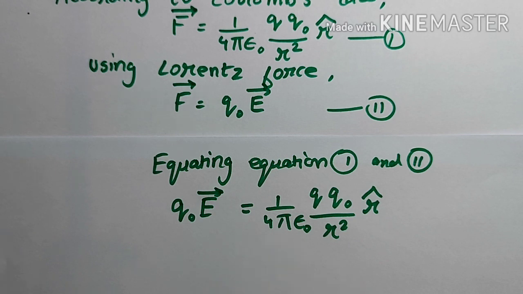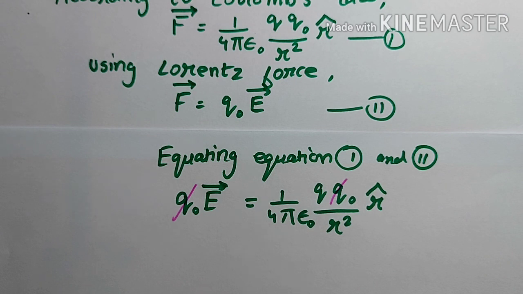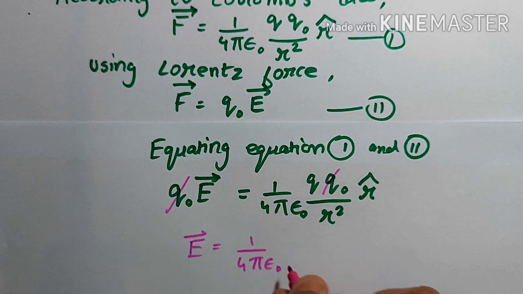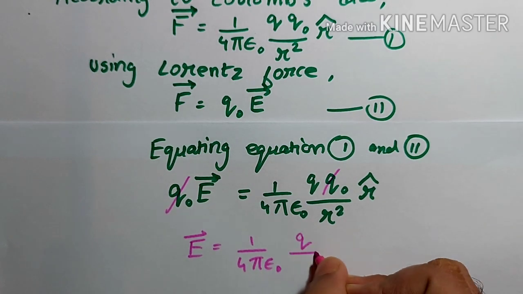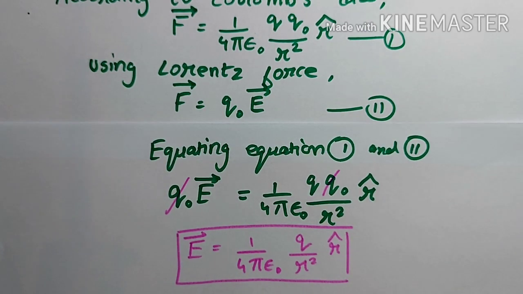Now, we'll notice that there is a q naught in both LHS and RHS, so I can cancel it out and I'll get the value of E to be 1 by 4 pi epsilon naught q by r square into r cap. So this is the expression for electric field for a point charge. So this is the expression for electric field intensity at a point at a distance r from charge q.